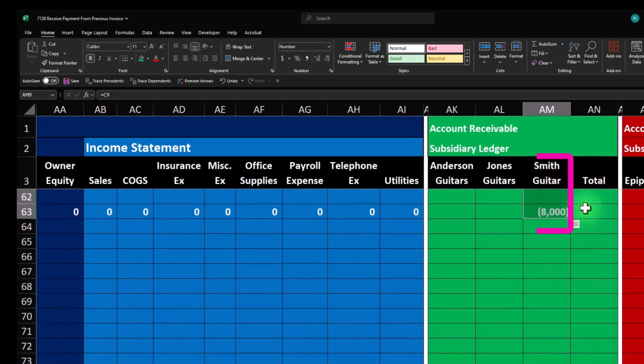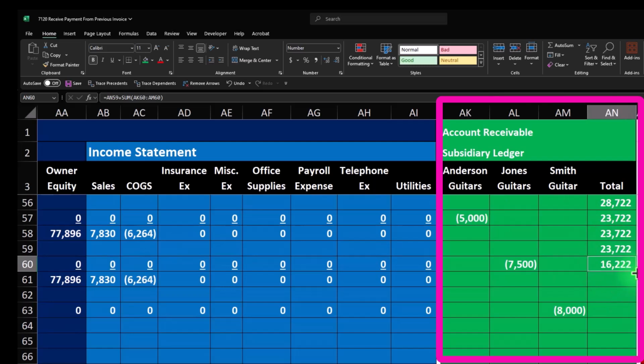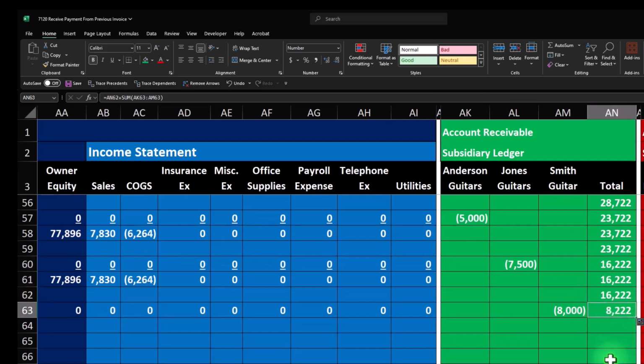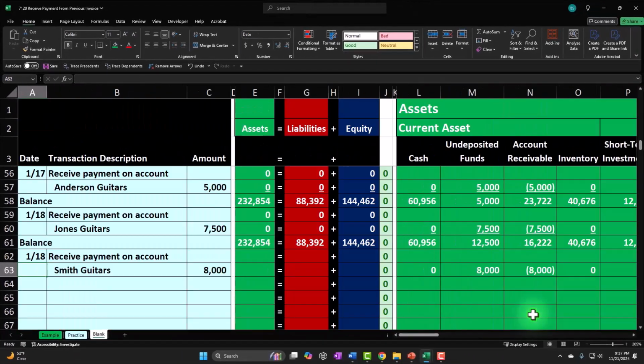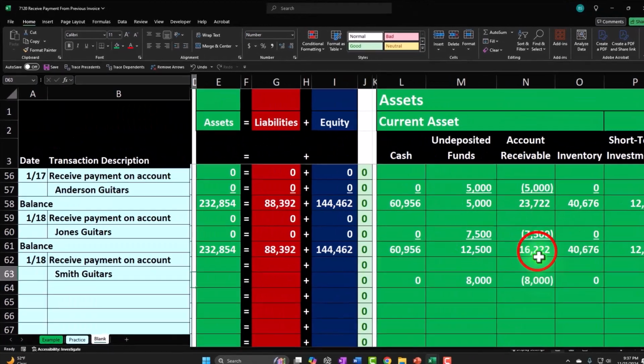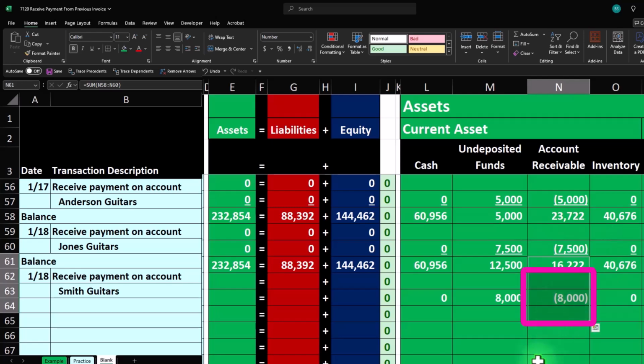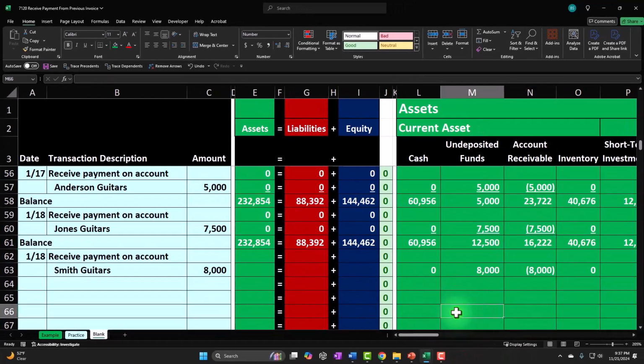Boom, it's been paid off. We'll copy down the ending balance. Currently the subledger is at 8222, which should match the good old GL, general ledger, in our accounting equation, which is going to be this minus that. 8222, MUI B to the end.